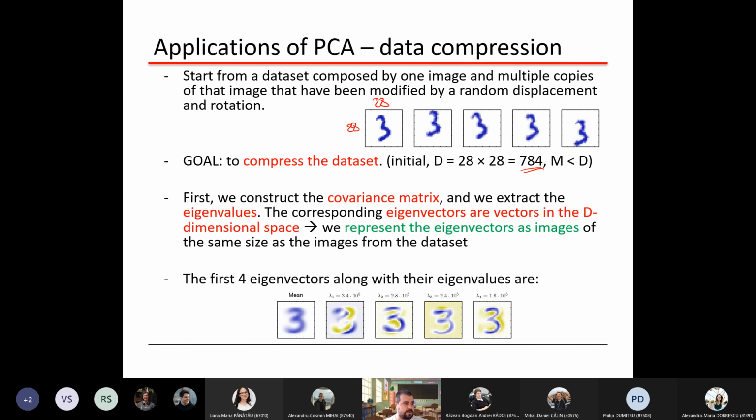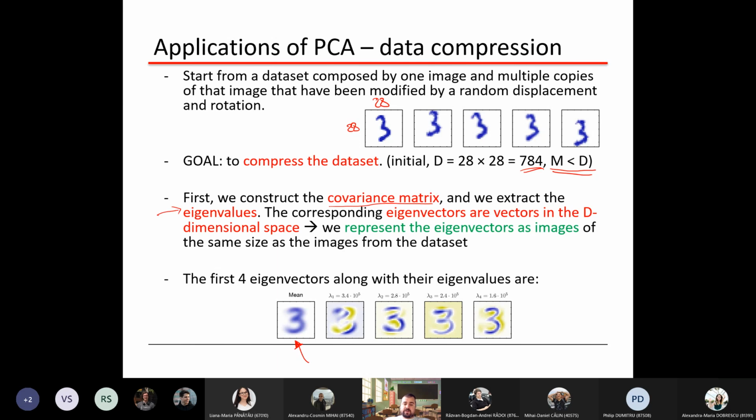We know that it will be a lossy compression, considering the value of m that is much smaller than d. So what we will be doing: first we derive the covariance matrix. First we get the mean, and the mean will be something like this. Then we compute the covariance matrix. Once we have the covariance matrix, we get the eigenvalues of that matrix. The eigenvalues will correspond to some eigenvectors in the d-dimensional space.